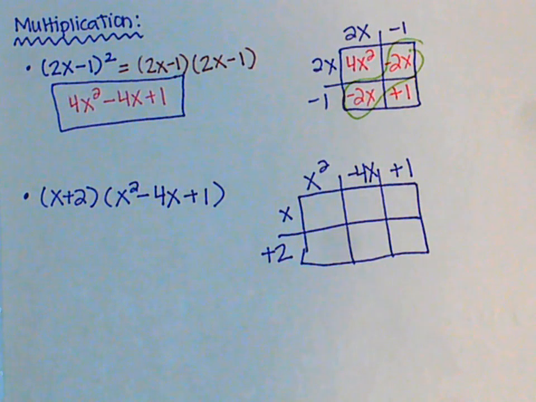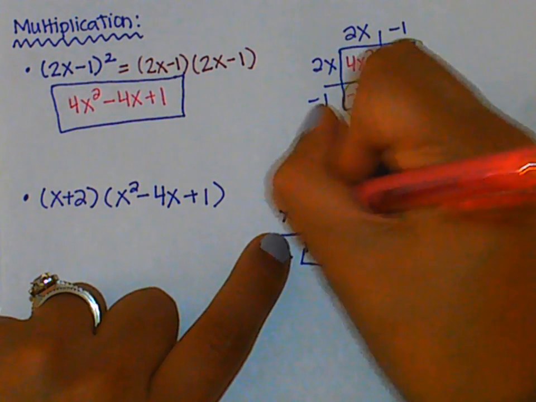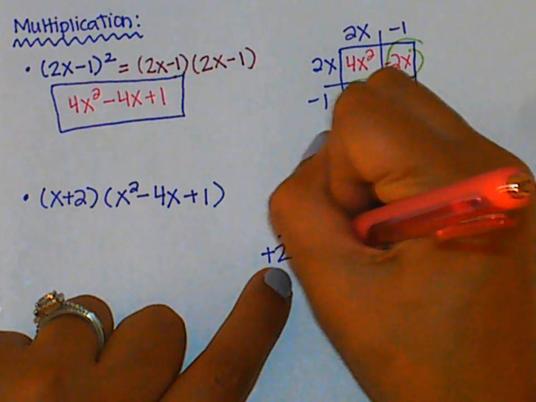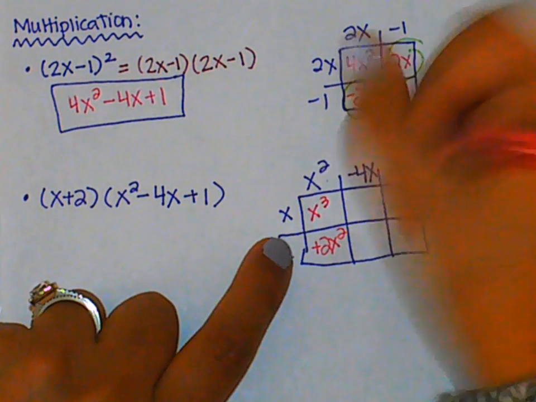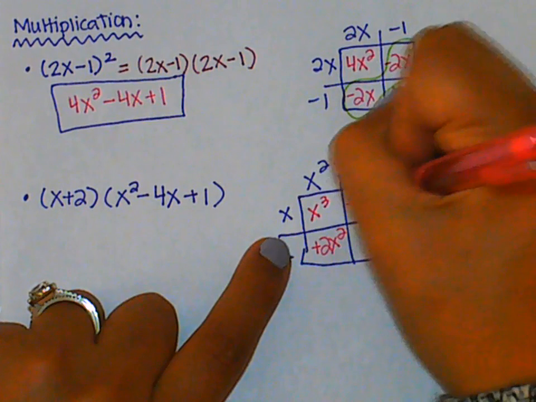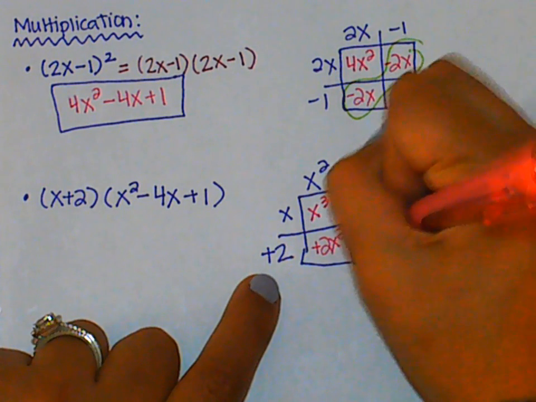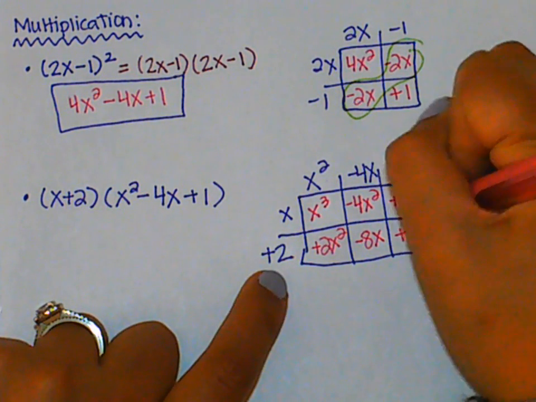From here, it just turns into the same thing. We're going to take it one step at a time. So x times x squared is x cubed. 2 times x squared is plus 2x squared. x times negative 4x is minus 4x squared. 2 times negative 4 is negative 8x, plus x plus 2.